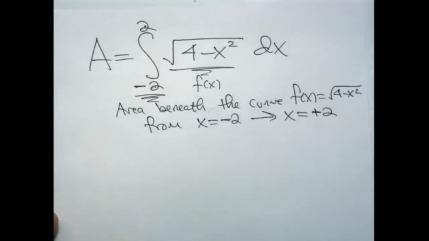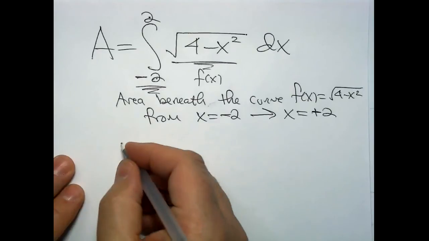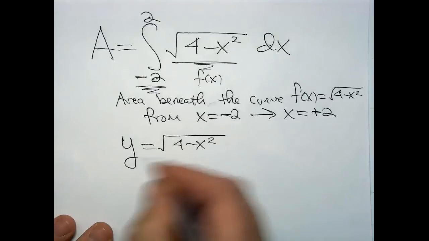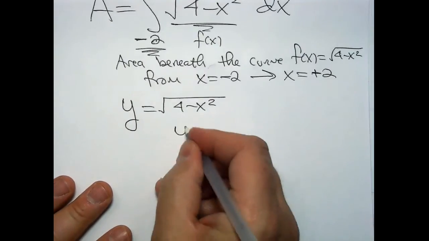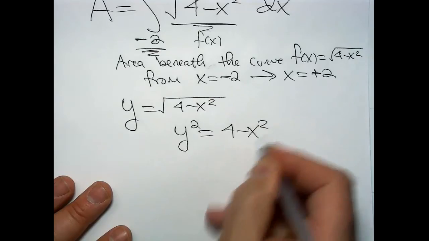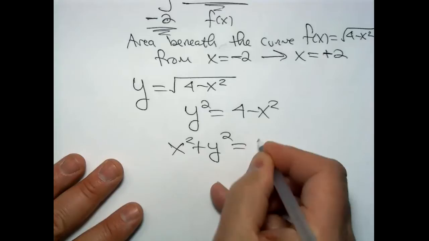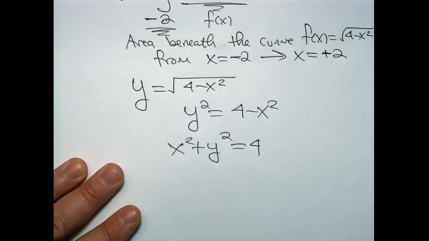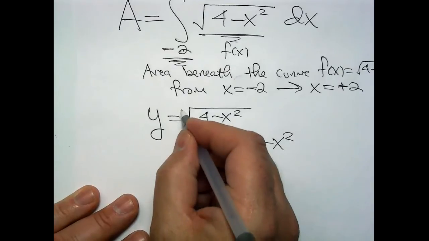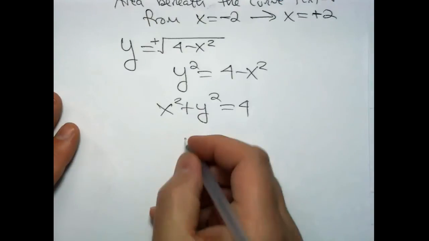I think a picture here will really reveal what we need to do. The function is y equals the square root of 4 minus x squared. If you square both sides, you get y squared equals 4 minus x squared. If you add x squared to the other side, you discover that in reality, this function is part of a circle. Now, it isn't the whole circle because it's just the positive y's on the circle. Let's draw it.